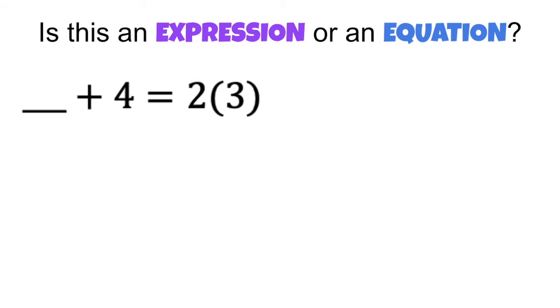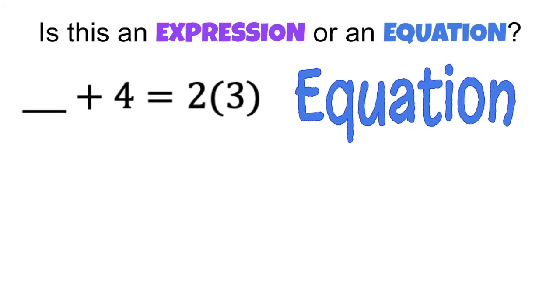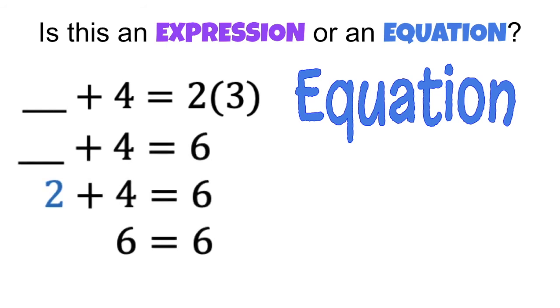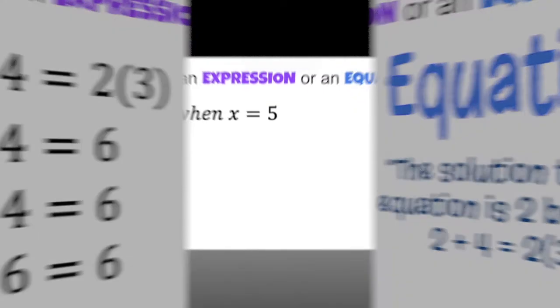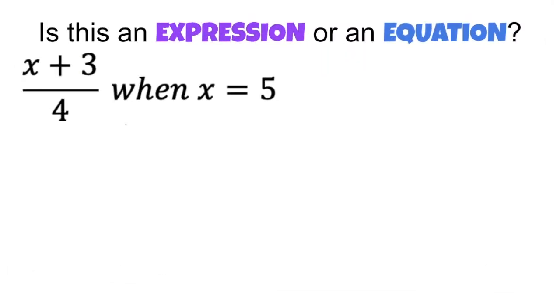Is this an expression or an equation? You guessed it, this is an equation because it has an equal sign. What number plus 4 equals 2 times 3? Well, 2 times 3 is 6, and 2 plus 4 is 6. So the solution to this equation is 2, because 2 plus 4 is equal to 2 times 3. They both equal 6.